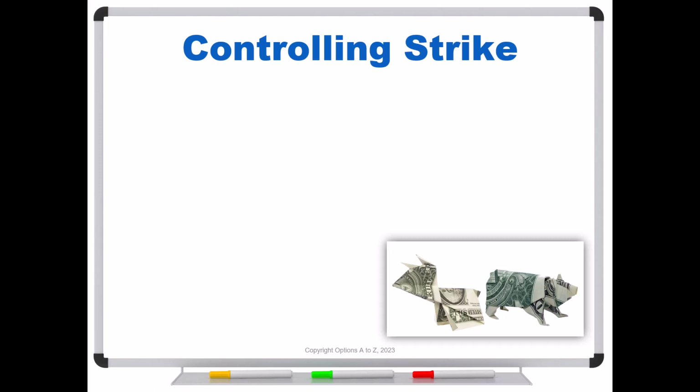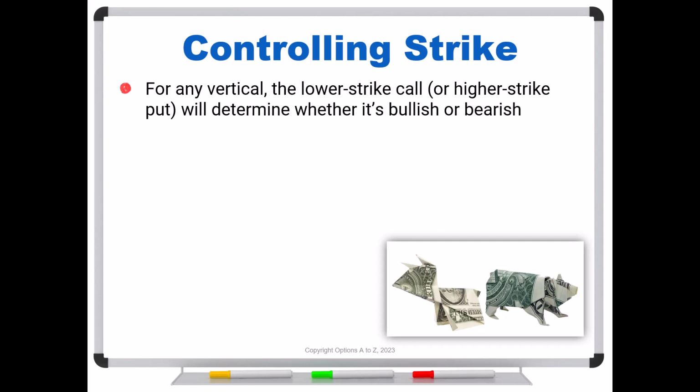That is what dictates whether the strategy is bullish or bearish. So for any vertical, the lower strike call or the higher strike put will determine whether it's bullish or bearish. And this is really the better way to understand it, because as you become more advanced, you might leg into vertical spreads. You might split them apart. You might hedge, roll, and morph by using vertical spreads, and you might end up inadvertently going into a bullish or bearish position because you didn't understand the controlling strike.